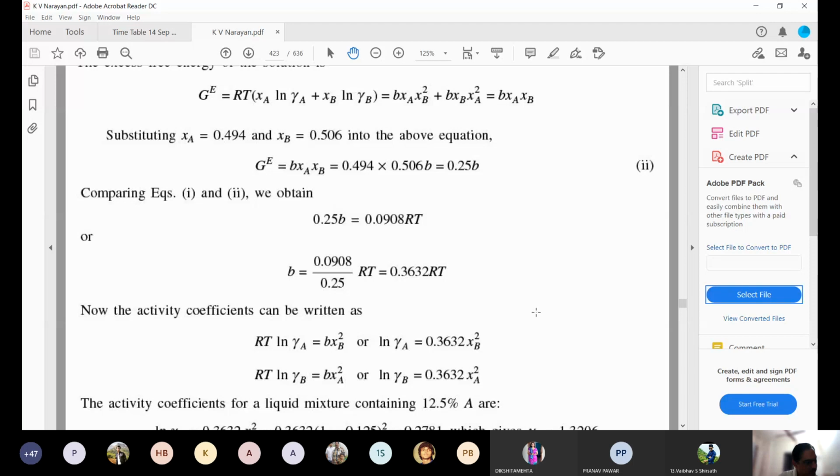Okay, but yi is not known, so we have to calculate partial pressure. PA is equal to gamma A XA PAS, and PB, partial pressure of component B, is gamma B XB into PBS. PBS is known, so we can calculate partial pressure of both components and add it to get total pressure.